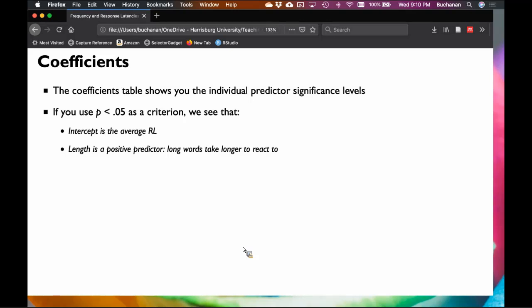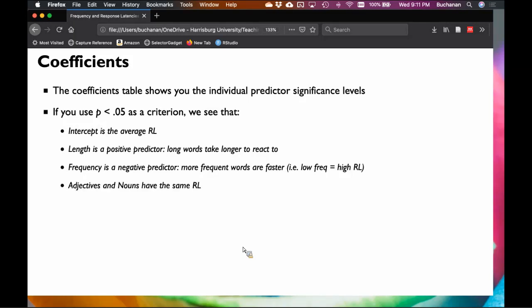Length here is a positive predictor. Not too surprising. Longer words take longer to react to, and that's just because it literally takes longer for them to get through your eyeballs to the back of your brain and figure out what all the letters are. Frequency is a negative predictor, which is expected. The more frequent a word is, the faster it is. Frequent words are ones we see all the time, so we read them faster. Low frequency words are unusual, so it takes us longer to read them because it's kind of a surprise. Like, oh, what is this word? Delineated. Or stepfather, brother, mother, something like that. In this data set, adjectives and nouns have the same response latency, whereas verbs and nouns have different response latencies.